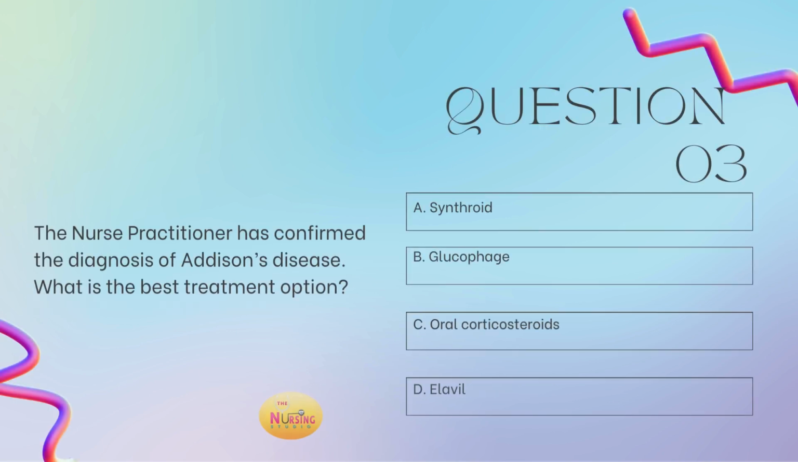And then lastly, question number three, the nurse practitioner has confirmed the diagnosis of Addison's disease. What is the best treatment option? Is it A, Synthroid, B, glucophage, C, oral corticosteroids, or D, Elavil?